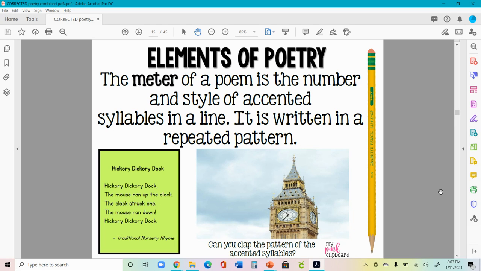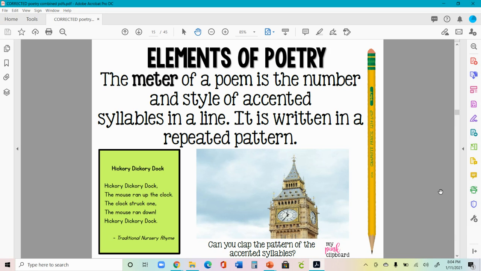A meter has to do with the number of syllables that are accented in a line. It is written in a repeated pattern. So go back to kindergarten and first grade in your mind when you learned how to read and you counted out syllables. So basketball. And you said, oh, basketball has 3 syllables because I'm able to accent those 3 parts of the word. That's what we're talking about for each line of a poem.